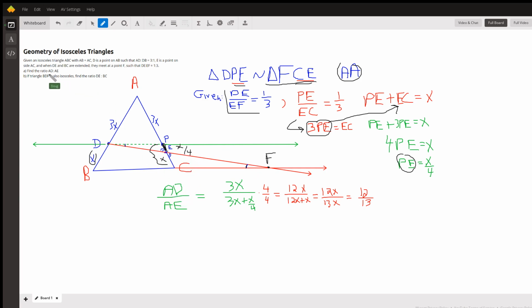of AD to AE. AD we've represented with a length of 3x, and AE is this 3x plus this x over 4. So I have this complex fraction to simplify, which I did by multiplying numerator and denominator of the big fraction by 4. I get 12x over 12x plus x. 12x over 13x reduces to 12/13. So I believe that the answer to part A is 12/13.